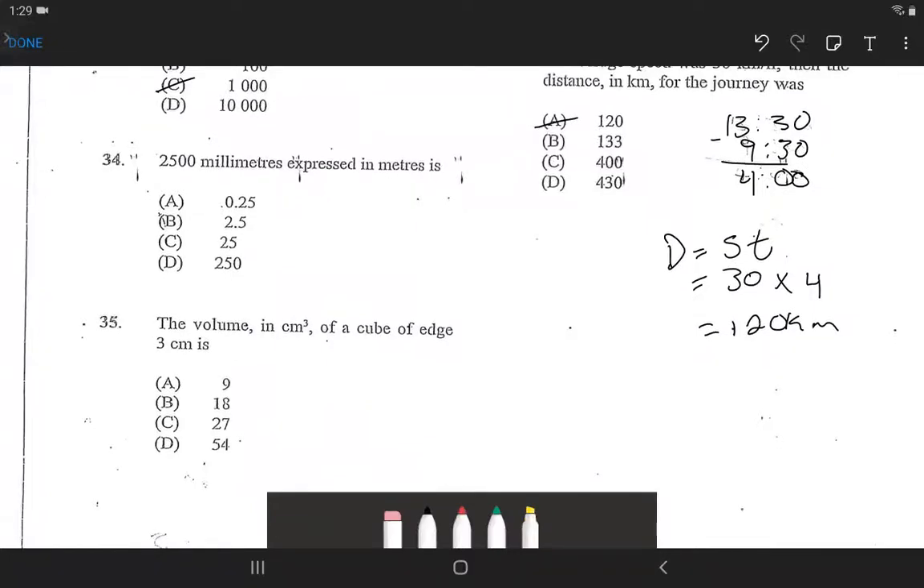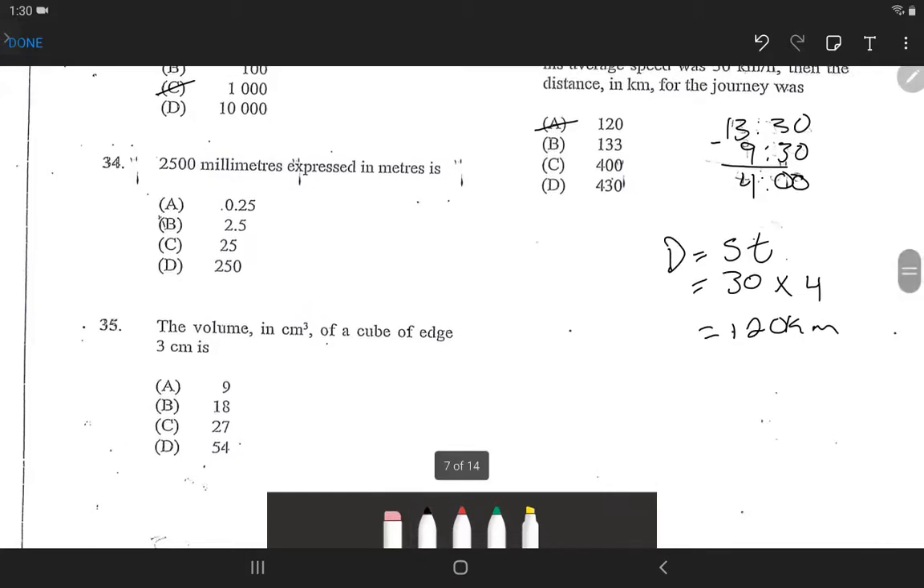2,500 millimeters expressed in meters is, now remember, there's 10 millimeters in a centimeter and there's 100 centimeters in 1 meter. So that means we have to divide by 1,000. So that's all the way this way, 1, 2, 3. So that is 2.5 meters.